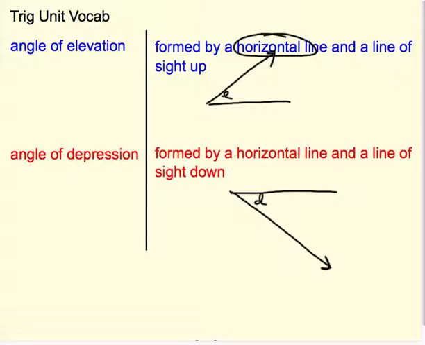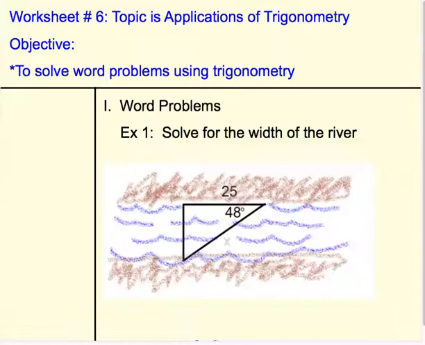You wouldn't think it'd be too challenging, but when you get to word problems, typically students try and use a vertical line and a line of sight down, because in a word problem, when you're setting up the picture, it typically makes more sense to use a vertical line, or it seems like it based on the information. So be very careful with your angles of depression. Make sure anytime that you're setting up your angle, you're using a horizontal line to start with.